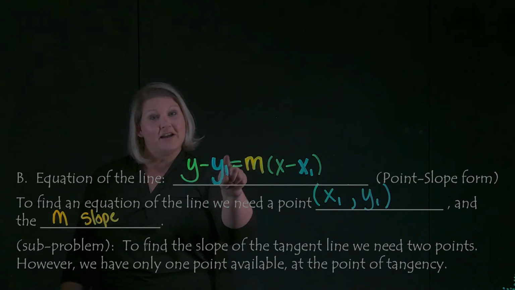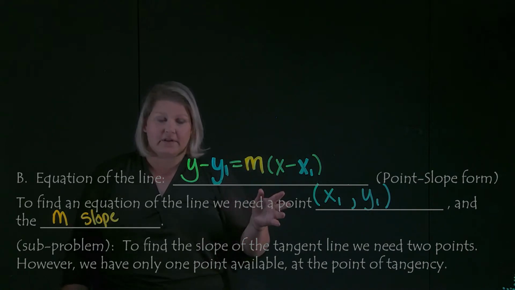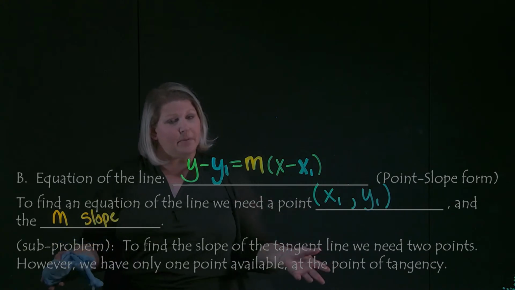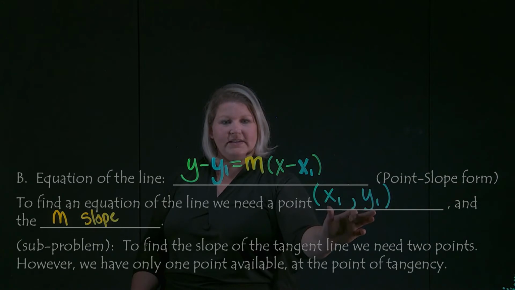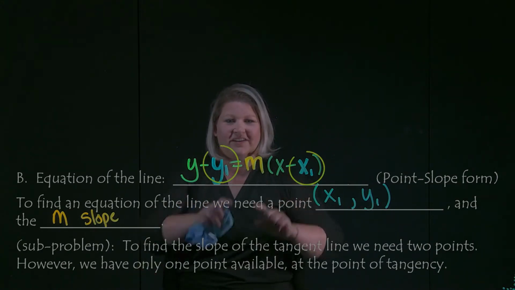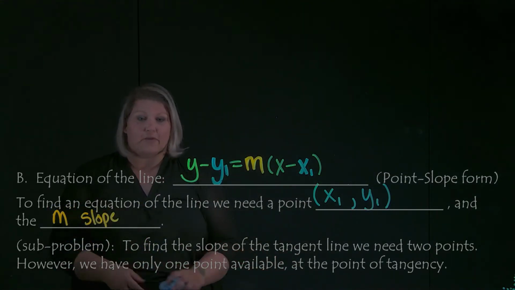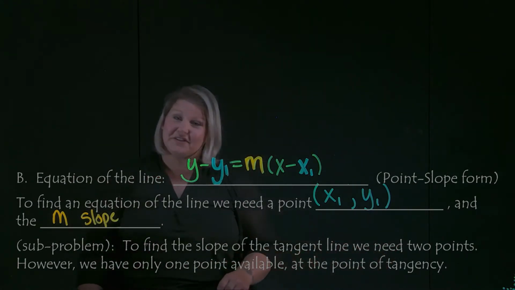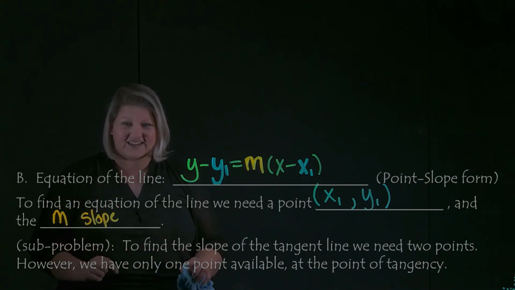y minus y1 equals m times x minus x1. This is very well named. It's called the point-slope form, okay? It's called point-slope because you need a point and you need a slope to plug into it. All right, so we're going to take 1 point. We call that x sub 1, y sub 1, and that's going to go here into our equation. And then we're going to find the slope. Now, remember, in order to find the slope of the tangent line, we do need 2 points. So this is where we're going to use those secants in order to find the slope of the tangent line.